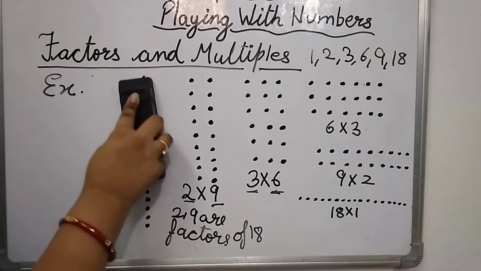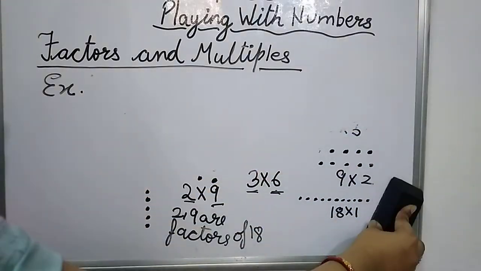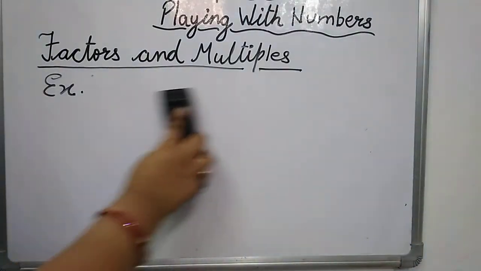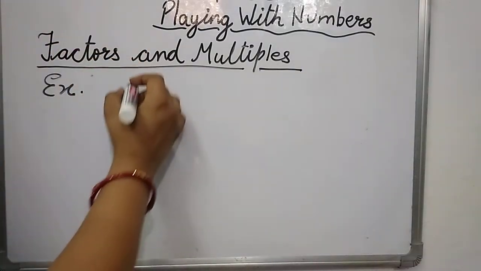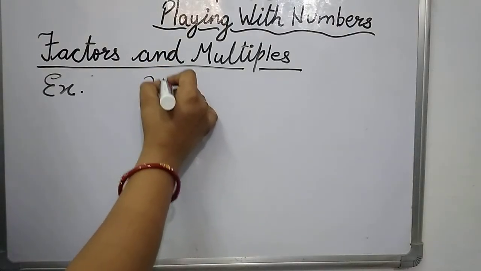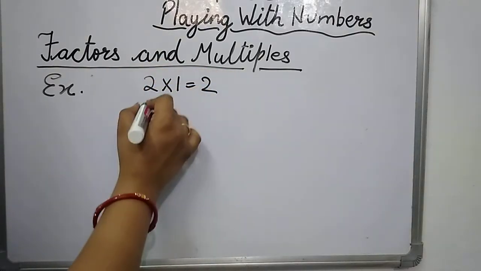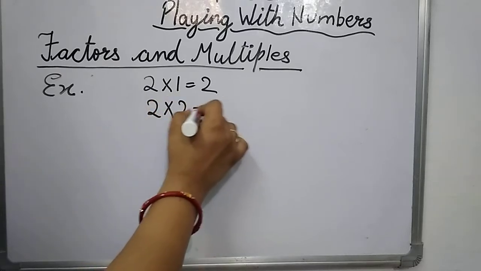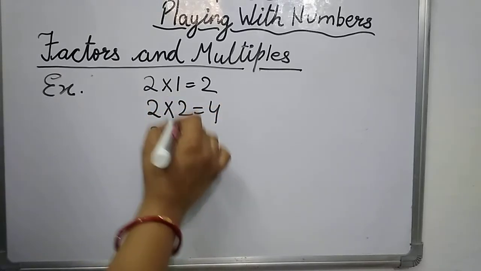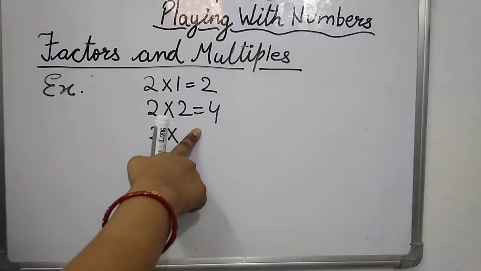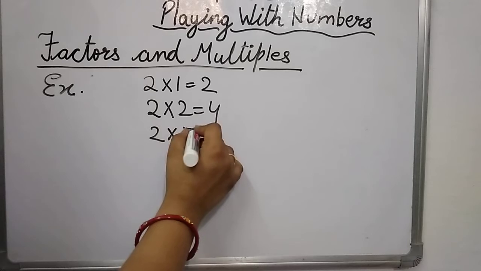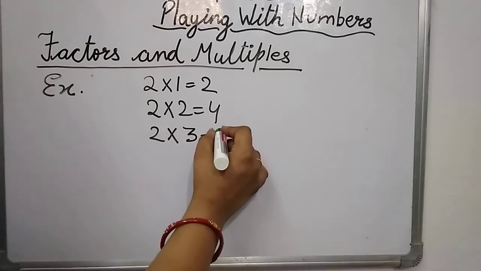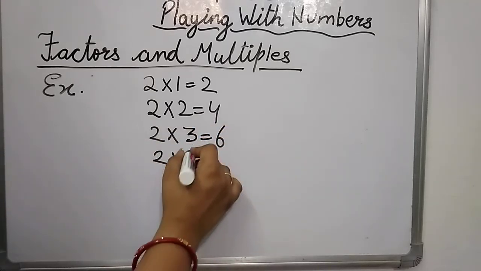Let's understand it with one more example. Which numbers are called factors? We all know about tables of different numbers. So here, for an example, I am taking a table of 2. So this is a multiplication table of 2. It contains factors also and multiples also. Firstly, we will understand only factors. So this is the table.